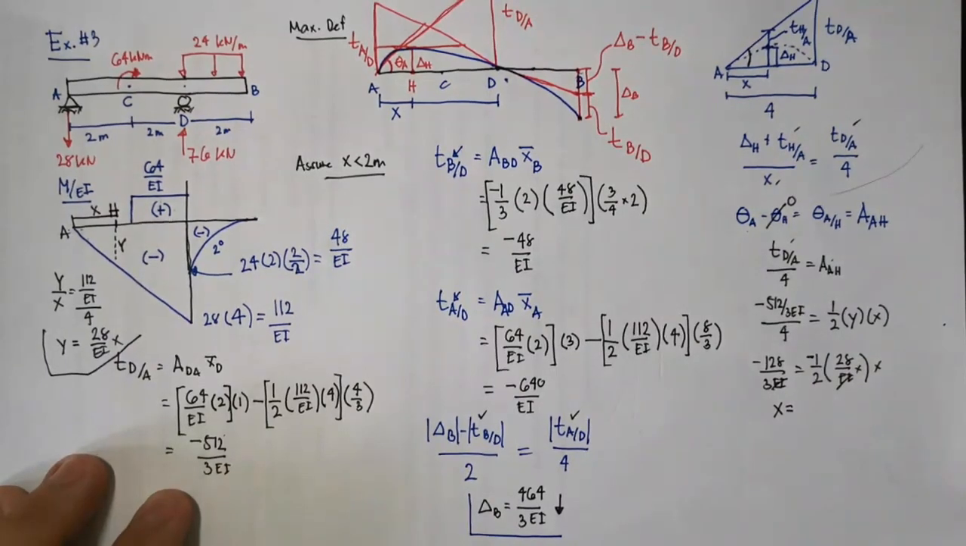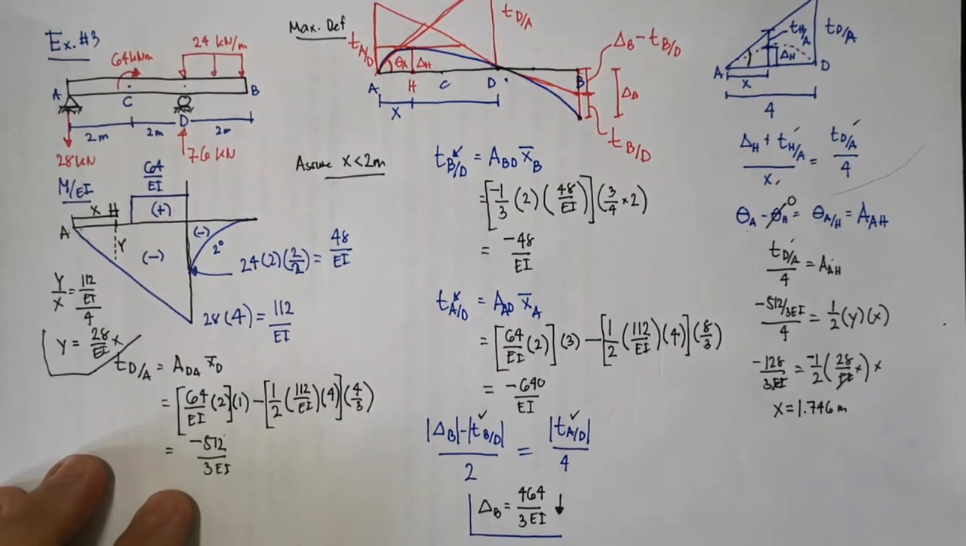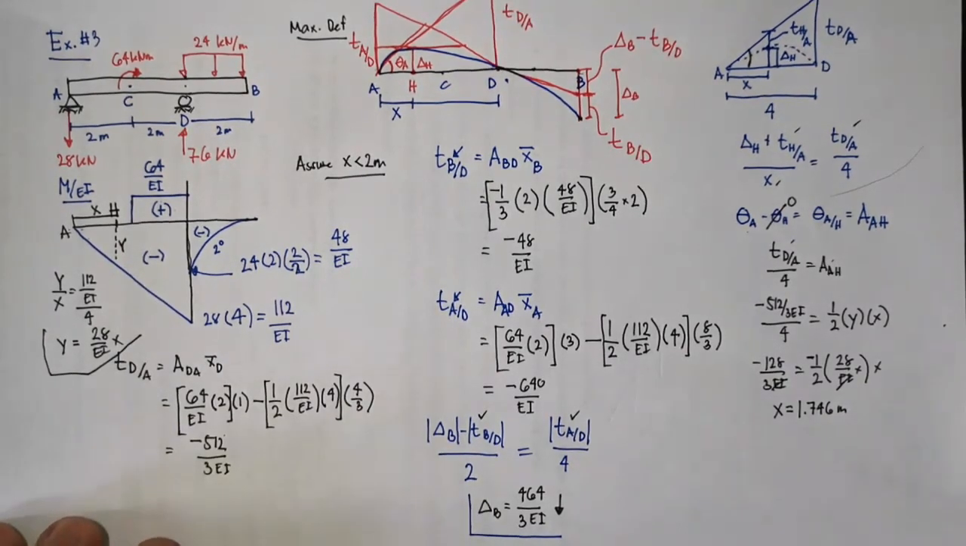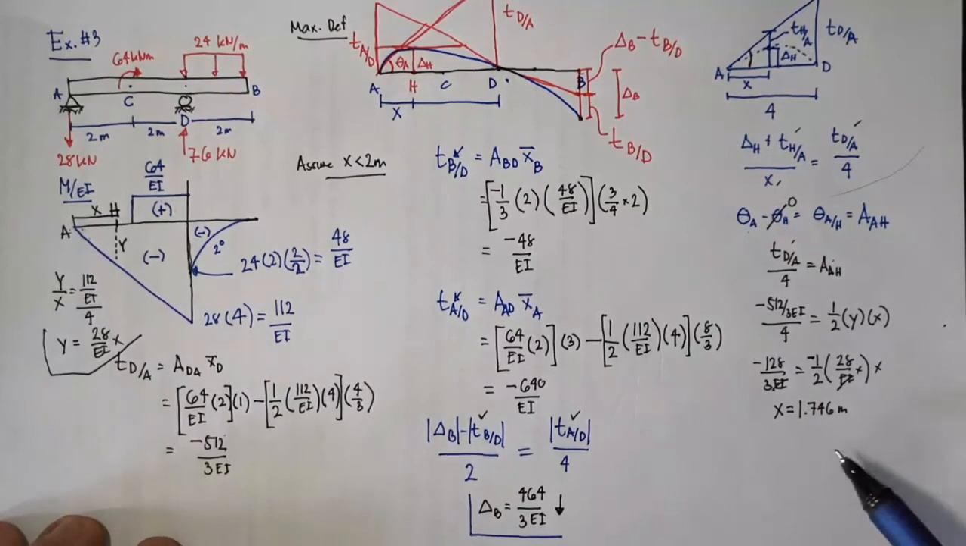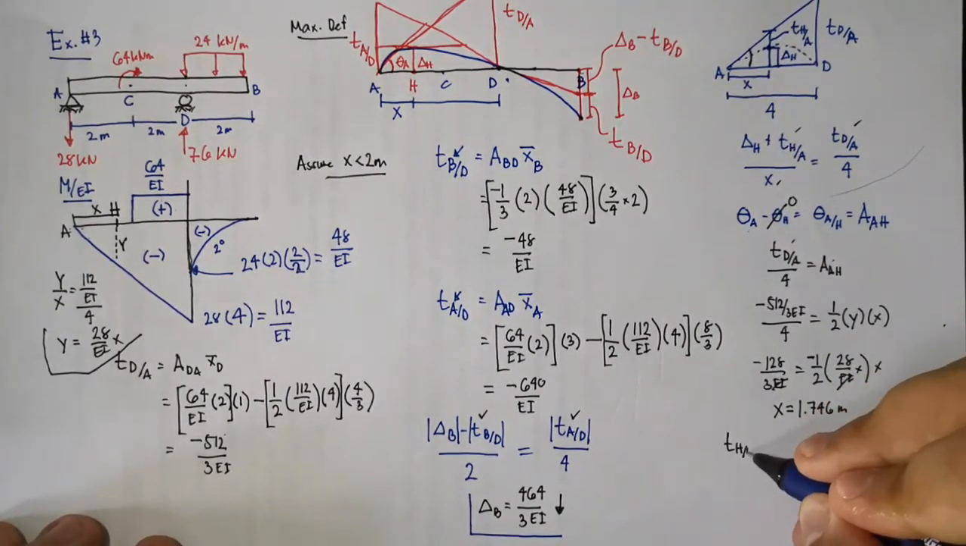X here equals 1.7, kung tama ang aking math, 1.746. Yan, 1.746. So, alam na natin kung nasaan si H. Nasa X equals 1.746. Now, ngayon alam na natin yan, masosolve na natin si TH with respect to A.